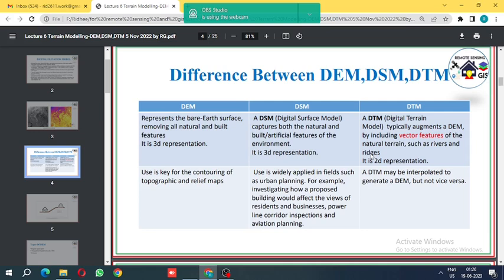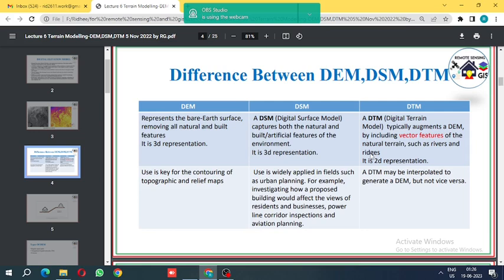And what is DTM then? DTM is digital terrain model, which is just like DEM, but in this case it includes vector features such as river, ridge, all those things.